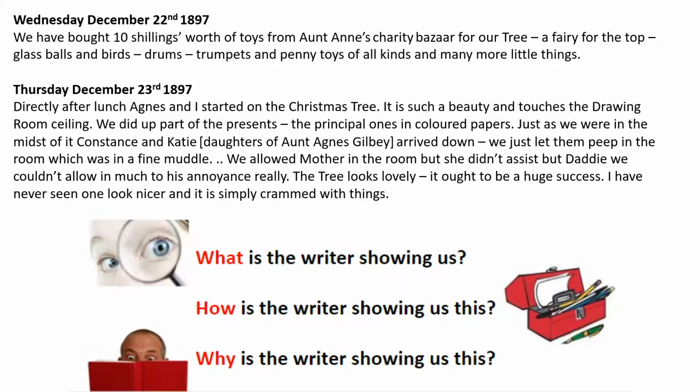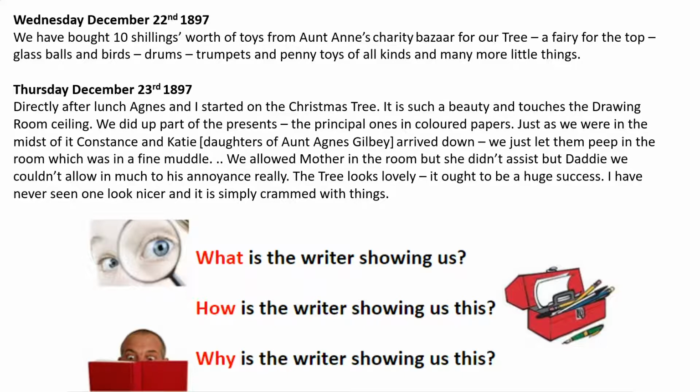Now, when you look at an extract like this, and you might be wondering where to start, then there are 3 pictures that I offer to you and 3 questions that will help you get started. So you'll see the first picture is someone looking through a magnifying glass, and it links to this question: what is the writer showing us?